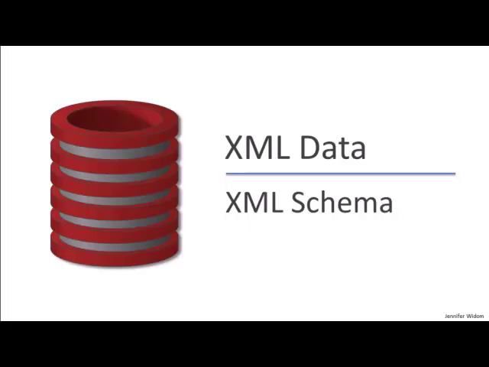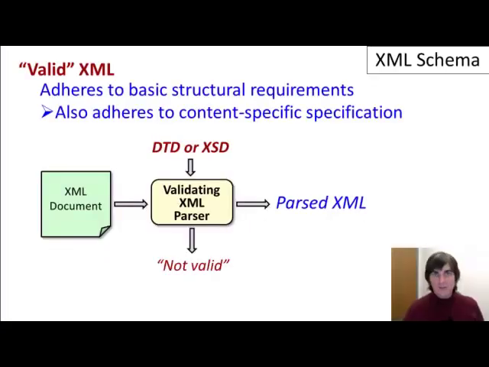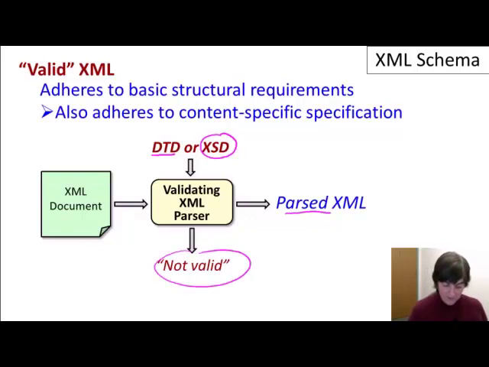In this video, we'll be learning about XML schema. Like document type descriptors, XML schema allows us a way to give content-specific specifications for our XML data. As you may remember, we send to a validating XML parser our XML document as well as a description. We talked about DTDs in the last video. We'll talk about XSDs in this one. The validating XML parser will check that the document is well formed, and it will also check that it matches its specification. If it does, parsed XML comes out. If it doesn't, we get an error that the document is not valid.